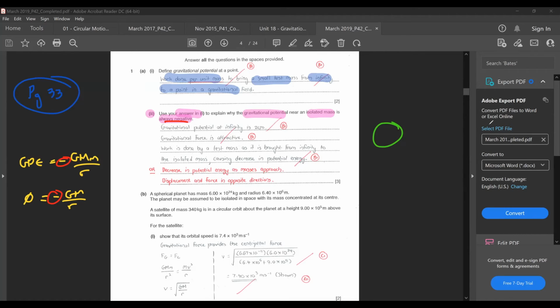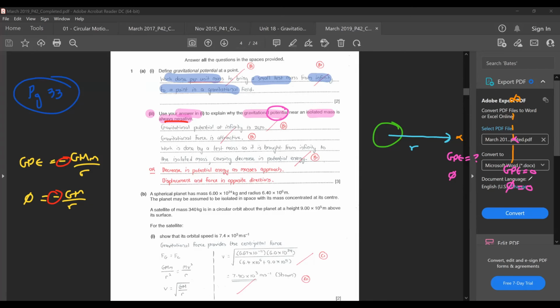If I tell you that this one is infinity, and this is the point I'm considering, at, say, a distance of r from your planet, what we want to know is what's the GPE value at this point, knowing that the GPE at infinity is 0. Or rather, because we're doing potential, let's talk about potential.